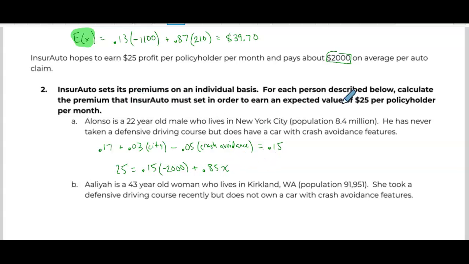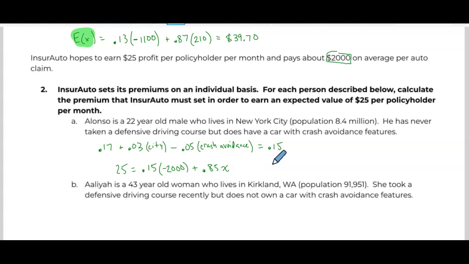Right? That's what it says here. We want to figure out, calculate the premium that they must set in order to earn that money. All right, so if you multiply here, you're going to get a negative number, add it over to the other side, and divide by 0.85.